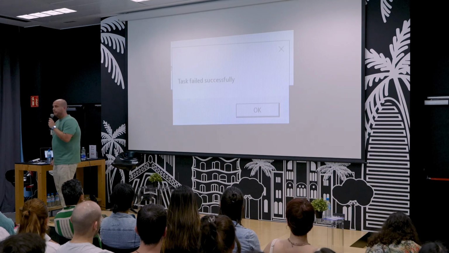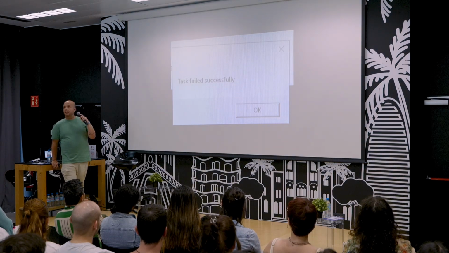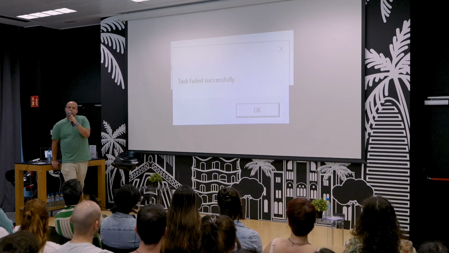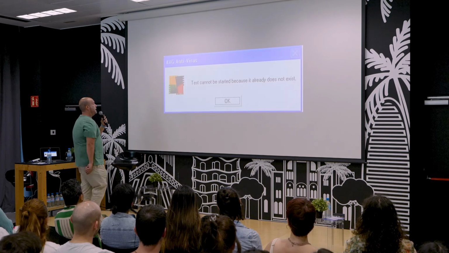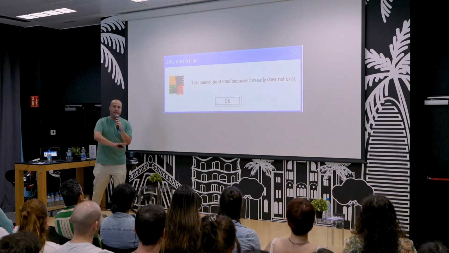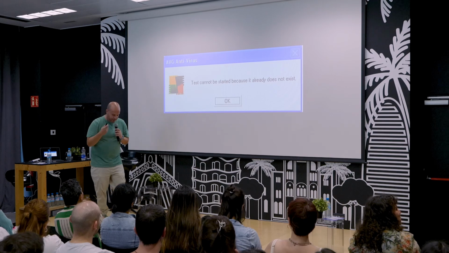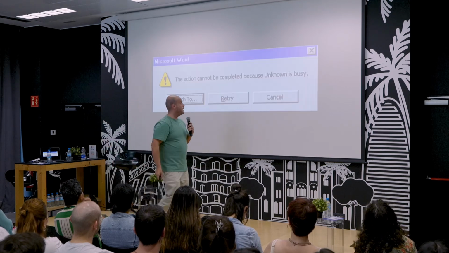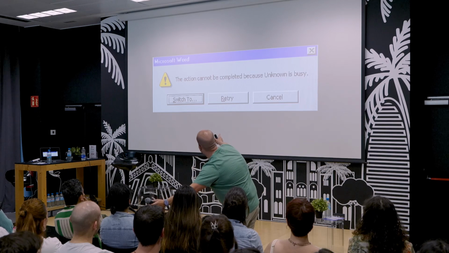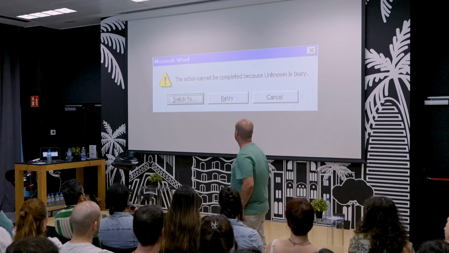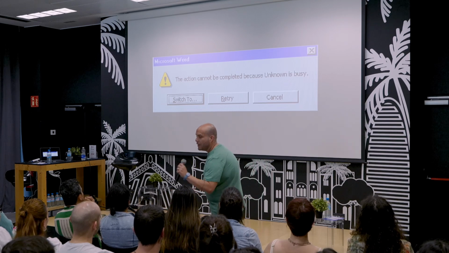And then you have something like this. Task failed successfully. I didn't know you could successfully fail at a task. Or then you have something like that. Tests cannot be started because it already does not exist. Don't you just love it when it gets metaphysical? Or this one, this one's my favorite. Can you read it for me? The action cannot be completed because unknown is busy. Who is unknown?